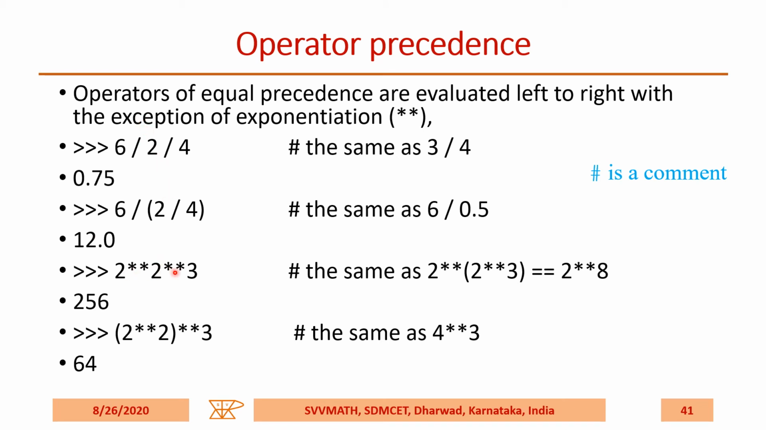2 exponent 2 exponent 3: what will I get? 2 exponent 8, so the answer will be 256. Similarly for this it will be 64. And throughout our discussion, remember this is a comment. If I write a hash and something in front of it, whatever I write after the hash is a comment in Python.